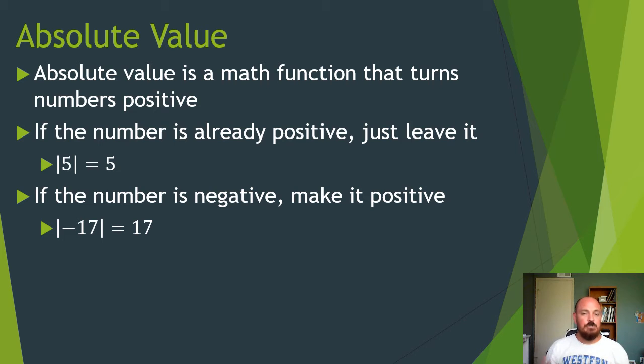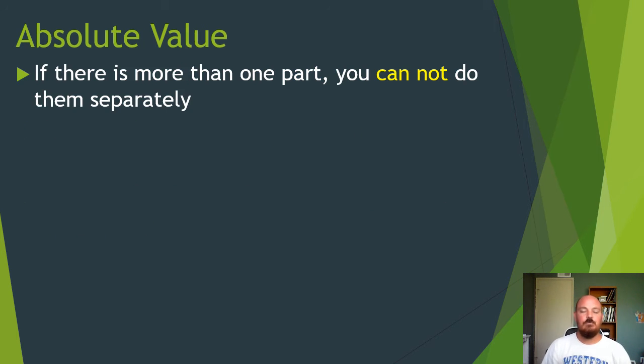So by itself, when you're just dealing with numbers, absolute value is real easy. If a number is positive, leave it. If a number is negative, make it positive. That simple. The problem is when you start throwing in variables and expressions, it gets a little trickier. So let's say you have something with more than one part. Like instead of just 5, it's x plus 5, or 2x minus 7, or p plus 3, or something like that. You get this expression that has parts to it, but it's still the absolute value.